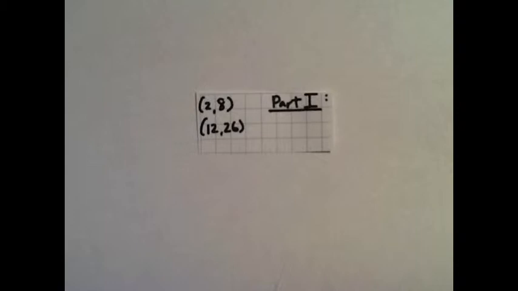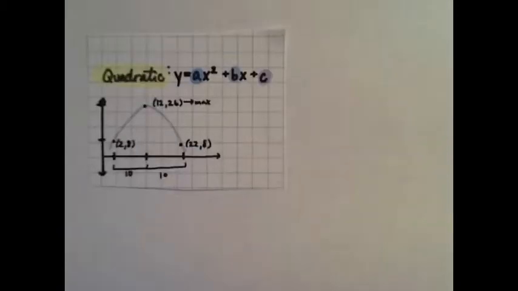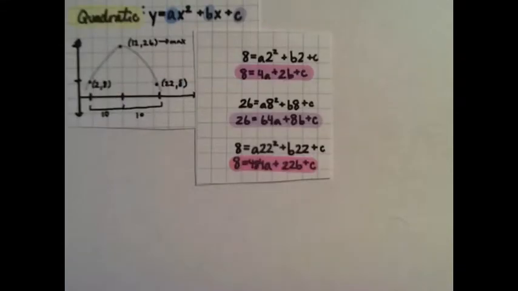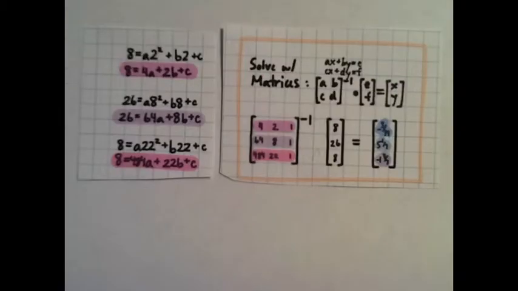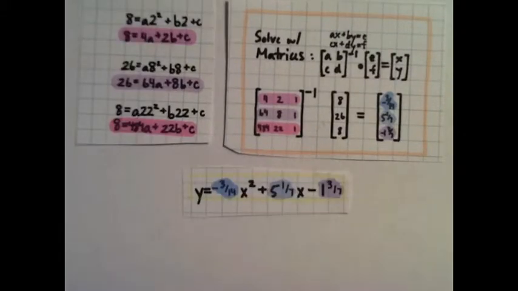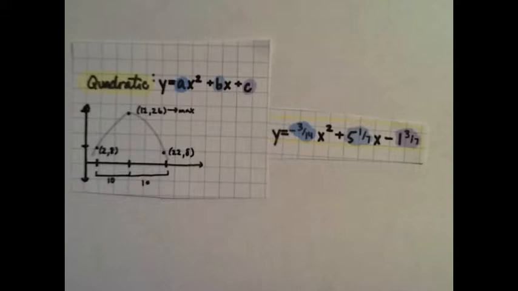Part 1. In order to find the quadratic version of the equation, we took the structure ax squared plus bx plus c and plugged in the points (2, 8), (12, 26), and (22, 8) in order to get a system of equations. Then we used matrices to solve that system and took the answers from the matrices and plugged them back into the structure in order to get the equation y equals negative 3/14 x squared plus 5 1/7 x minus 1 3/7.